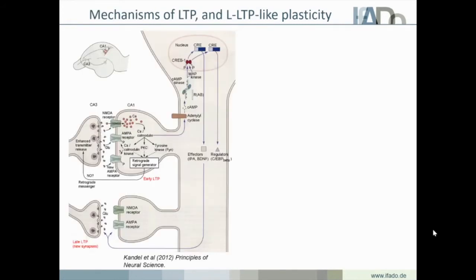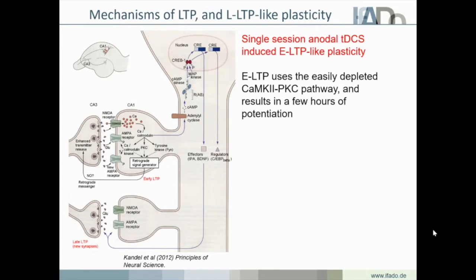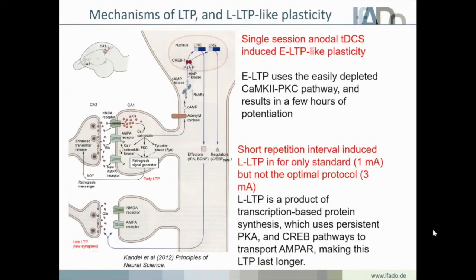So based on these time frames, single session anodal tDCS was inducing early phase LTP-like plasticity, because most of the effects were gone after about 2 hours, which has been shown previously in animal studies, that early phase LTP depletes quickly because of the pathway by which this plasticity occurs. Whereas the short repetition interval induced LLTP for the standard protocol and not for the optimal protocol.